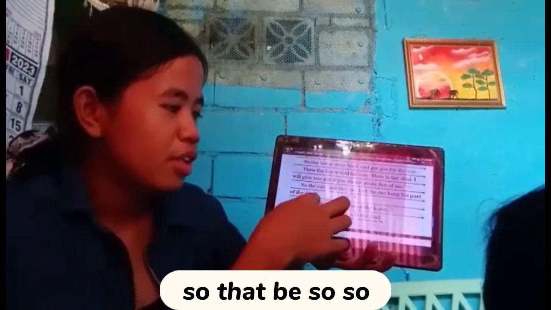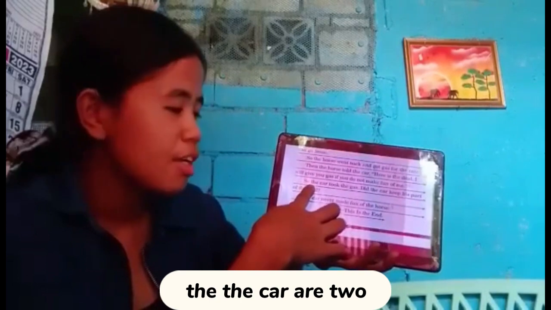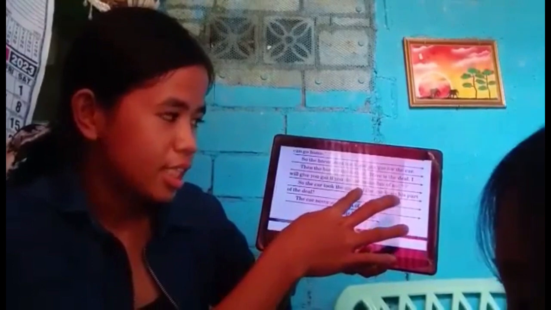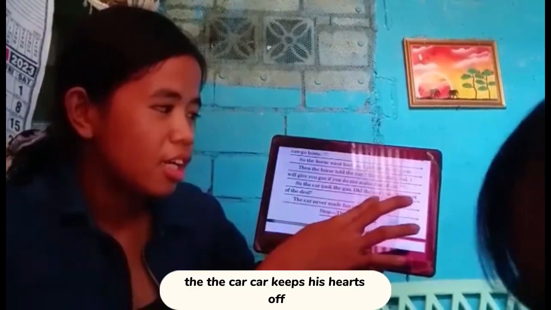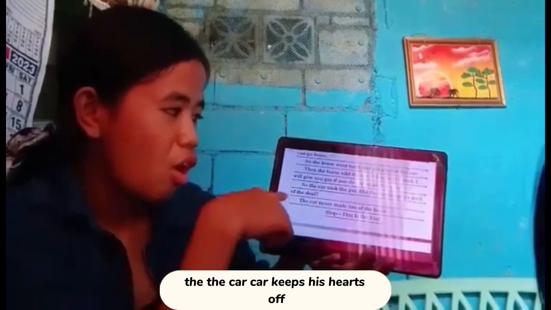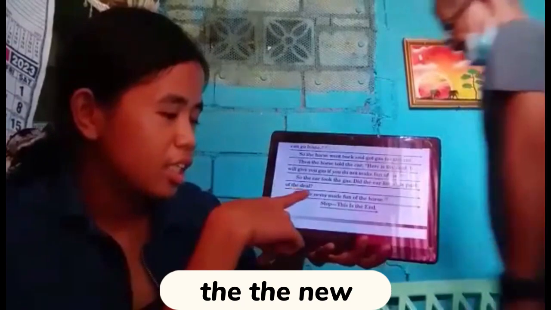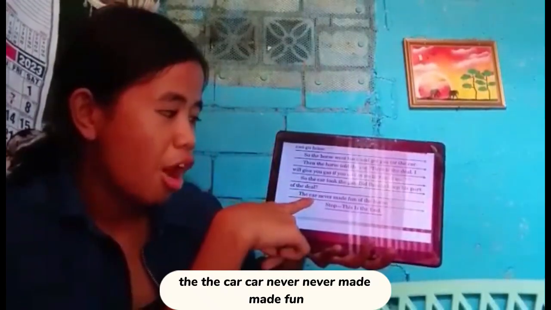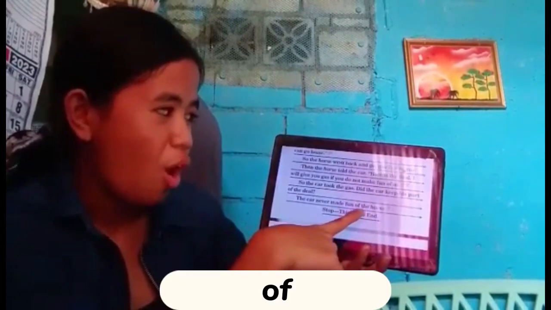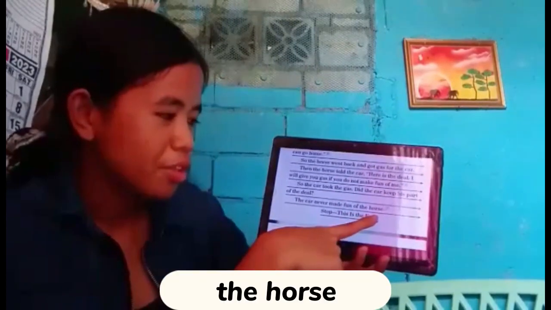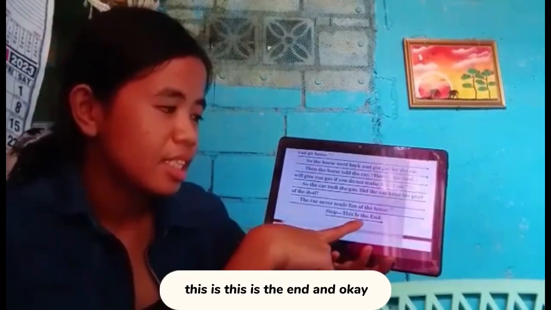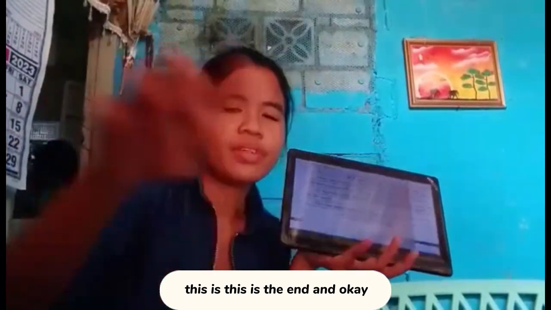So look at this. So the car took the gas. Did the car keep his part of the deal? The car never made fun of the horse. Stop. This is the end. Okay, continue.